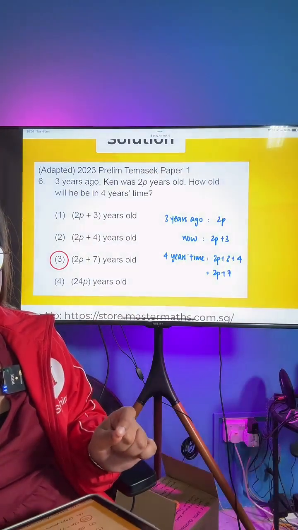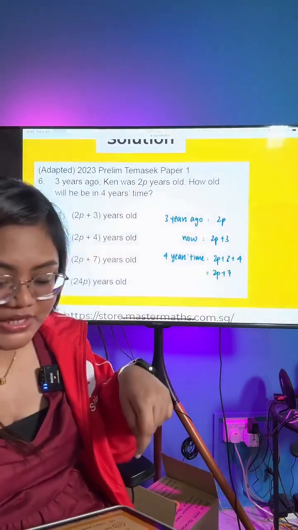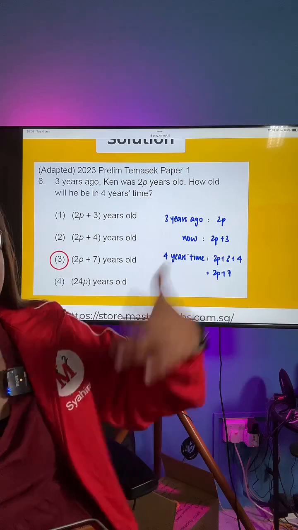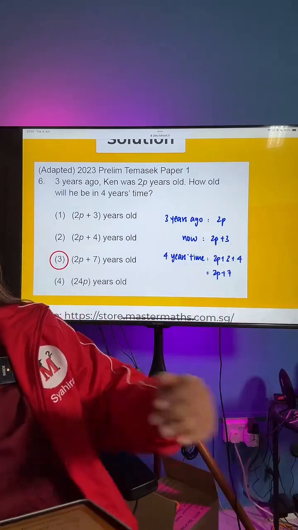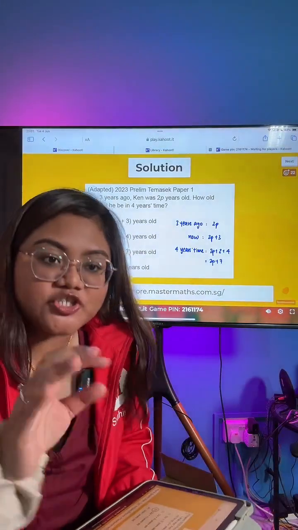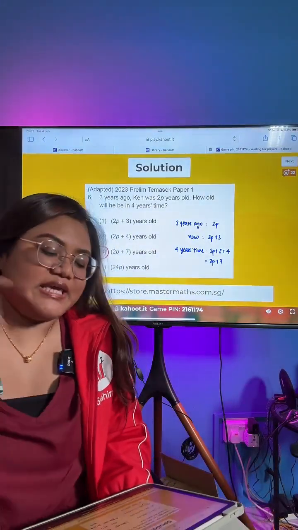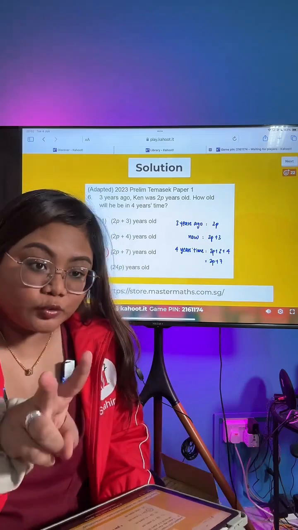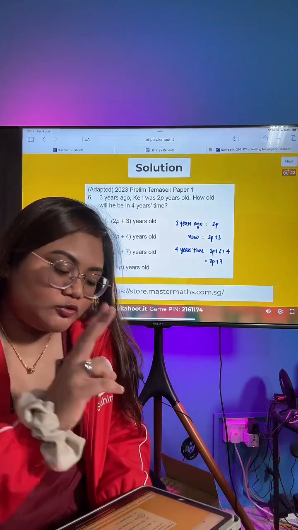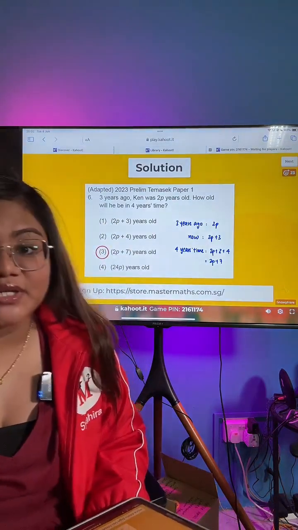Okay, one more time, because you got to find right now first. You bring forward the age, so plus 3, and then you find 4 years later, plus another 4, okay? Again friends, if you don't understand algebra, change into normal numbers. Let's say Ken is 5 years old, 3 years ago 2 years old, right? 4 years later will be 5 plus 4, 9. So from 2 to 9, you add 7, okay?